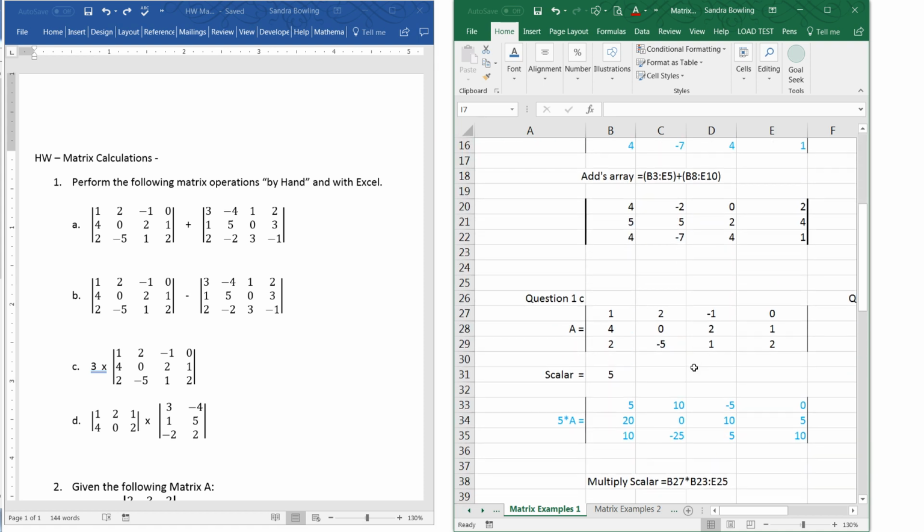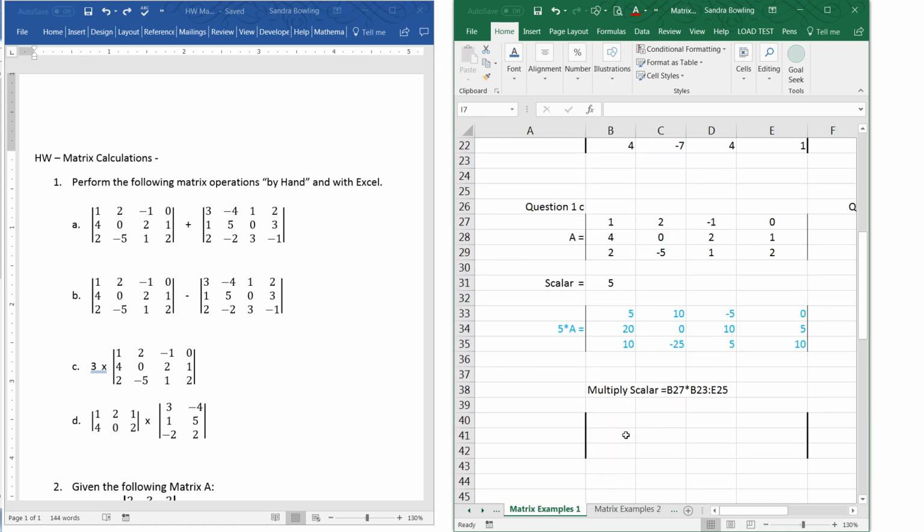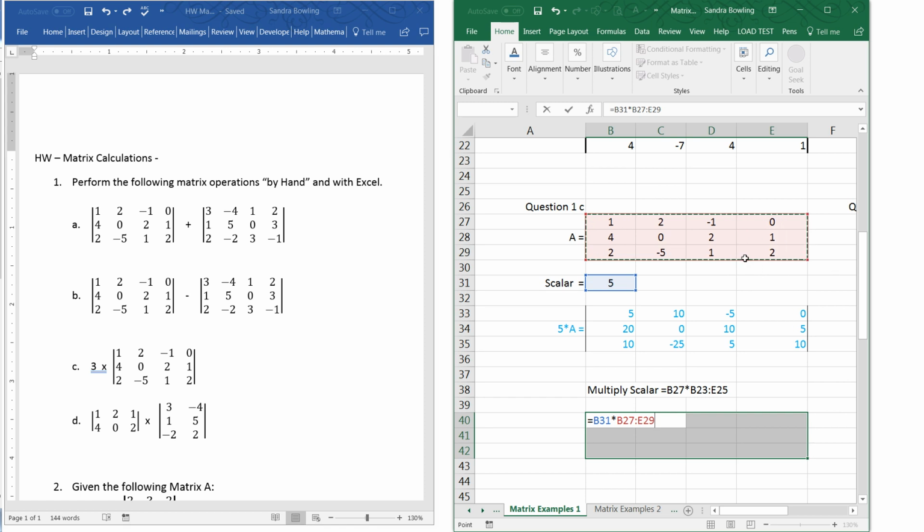The next one, C, is going to be the scalar component. Now, when you do scalars, it's basically an equation. You still have to highlight the number of cells, and when you're multiplying a scalar by a matrix, it's going to be the same size matrix. So I'm going to say equal sign, and pick the cell that has the scalar value in it, and hit Shift 8 to get my multiplication symbol, and then highlight the cells that I need. And I still have to go Control Shift Enter. Okay, it's as easy as that.